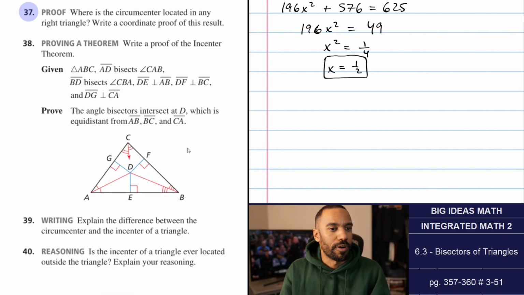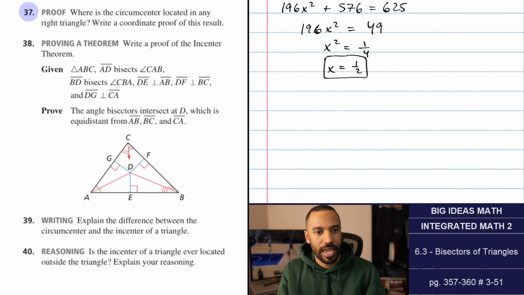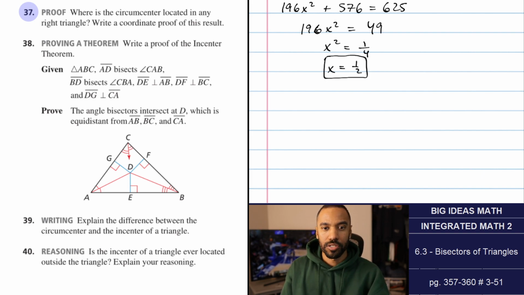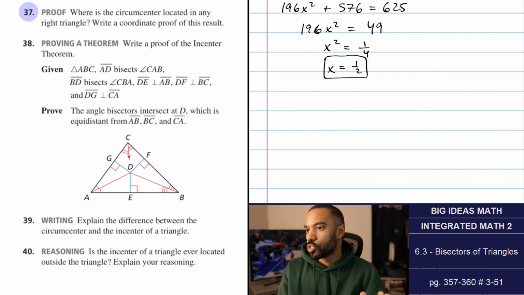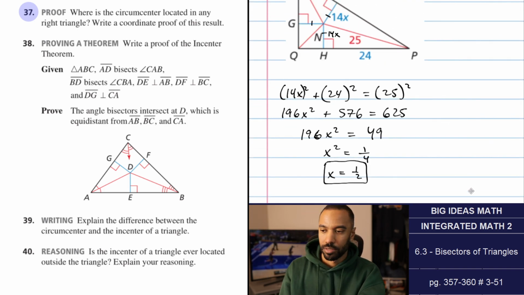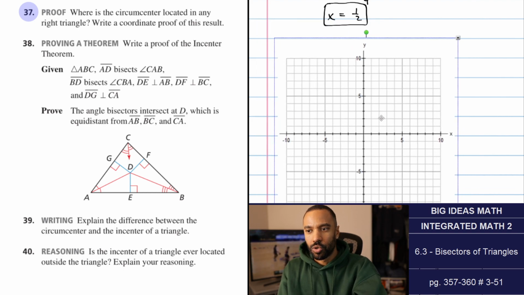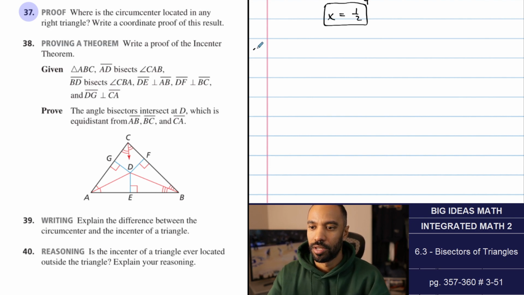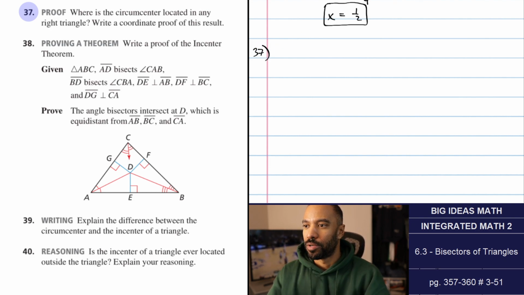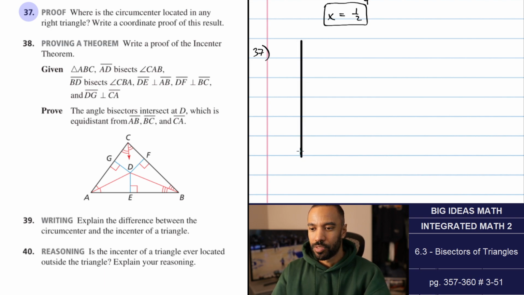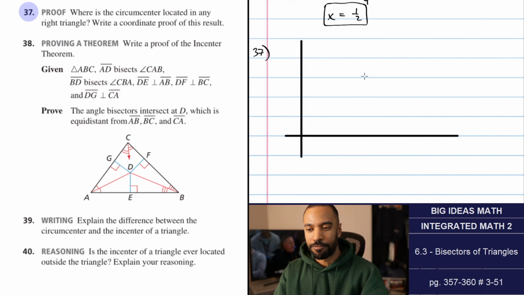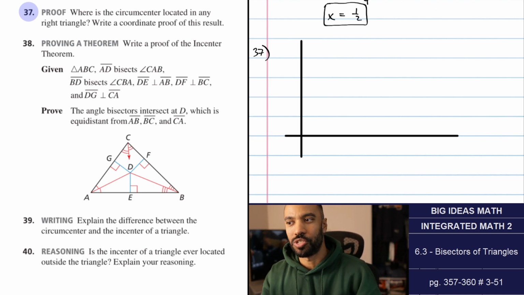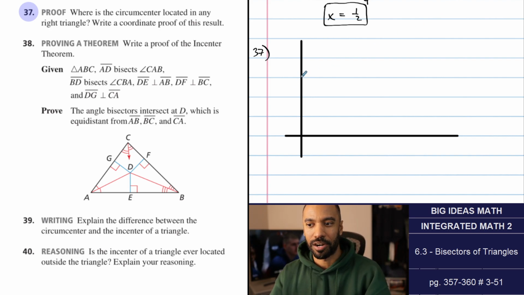All right. Oh, we got to do a proof. Where is the circumcenter located in any right triangle? Write a coordinate proof of this result. So for a coordinate proof, I wonder if I can actually use a coordinate grid. I feel like I can't. I just have to do blank axes for this. Now, can I put it at the origin? I feel like I should be able to, and it should be nice enough that I do that because the distances will still be what they are. Okay, so I'm going to do this.